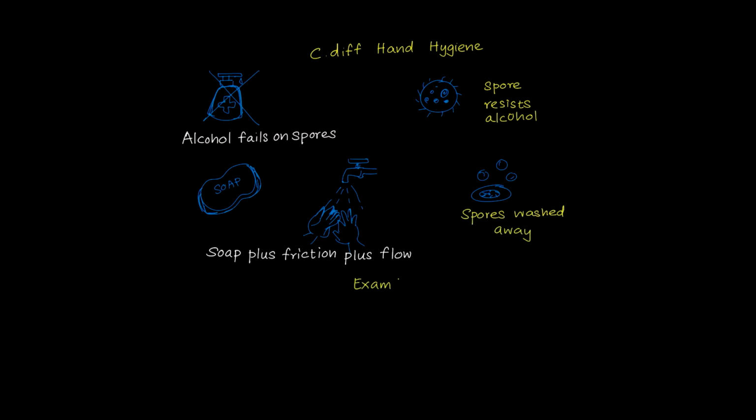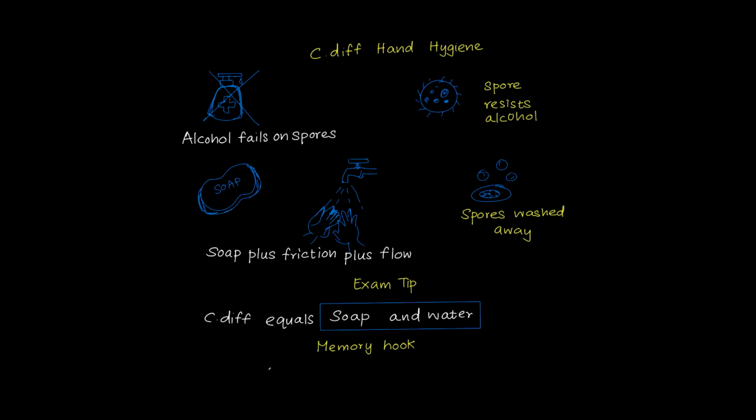Alcohol rubs kill many bacteria and viruses, but not spore formers. Antimicrobial wipes share the same weakness. A quick rinse without soap does not create the surfactant effect needed to release spores. Wash, do not rub. Here's an exam tip for you. C. diff equals soap and water only. Memory hook: spores need scrub.